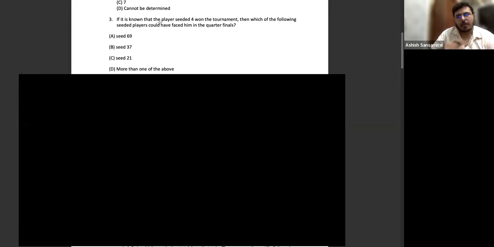Okay. Now question number 3. If it is known that the player seeded 4 won the tournament, then which of the following seeded players could have faced him in the quarterfinals? So in the ideal scenario, what will be the quarterfinal? 1, 2, 3, 4, 5, 6, 7, 8. This will be the quarterfinal, na?